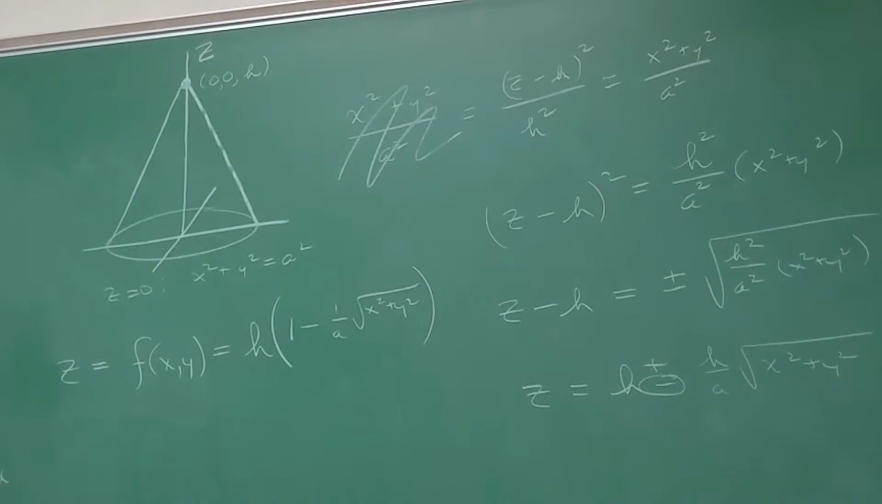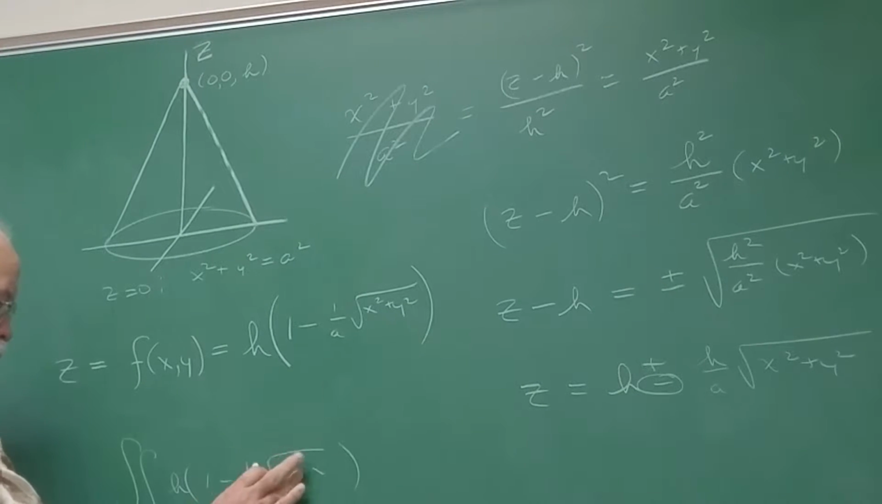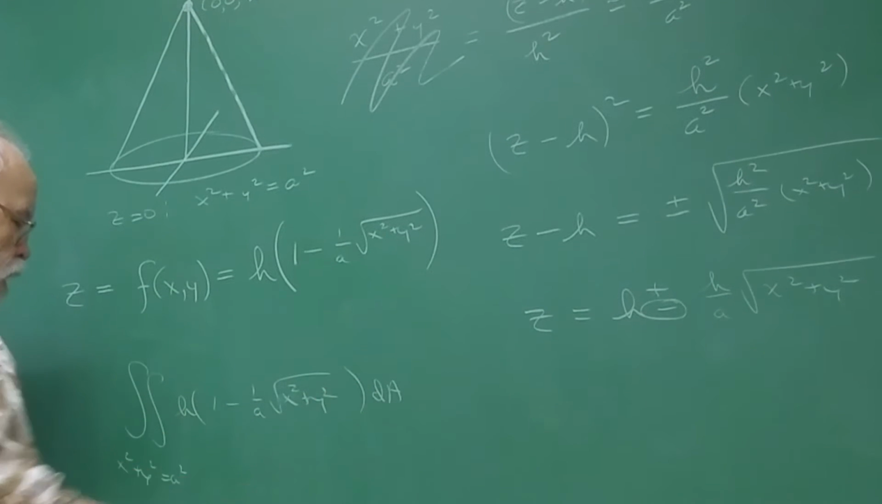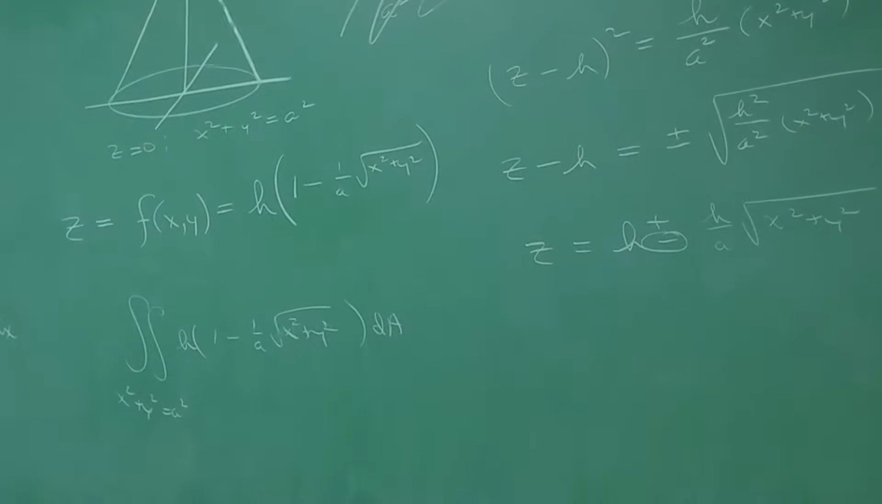So that's my function. And I have this circular base. So I have to do an integral over x squared plus y squared equals a squared of this silly function. We choose an order of integration, et cetera, et cetera.